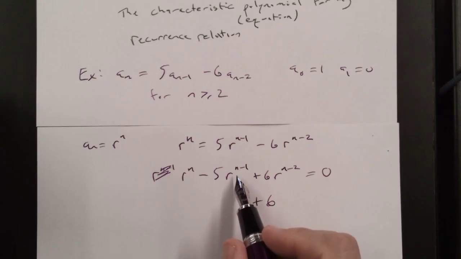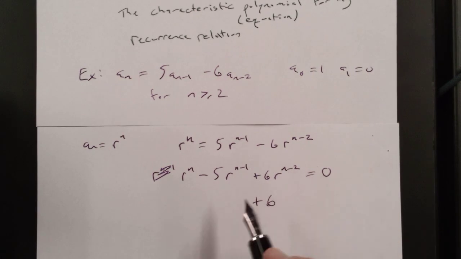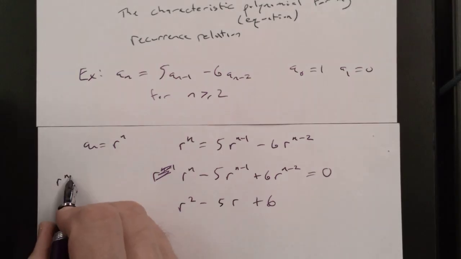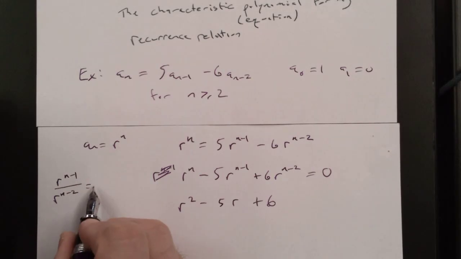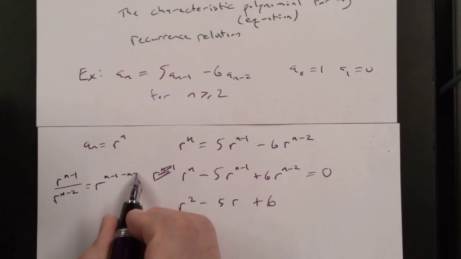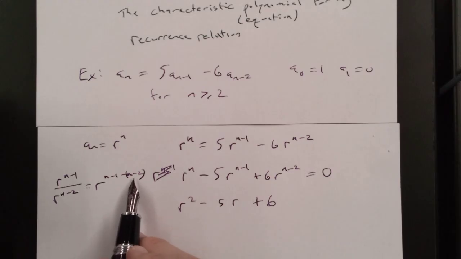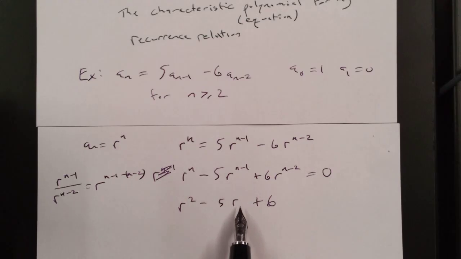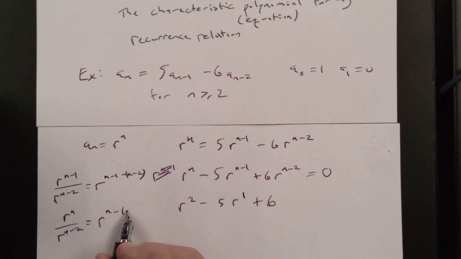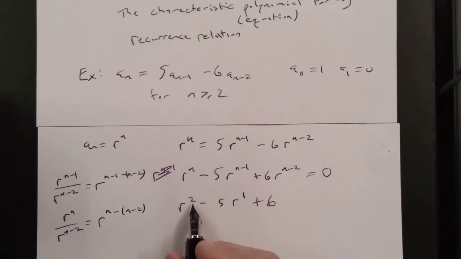k minus 1, right? But k here is 2. So that's going to leave one of them behind. And it's going to leave two of them behind here. See how it's n minus 1 minus n plus 2? That's why I know I end up with one of them here. And if this was r to the n over r to the n minus 2, I get r to the n minus 2. The n's cancel, I get a plus 2.